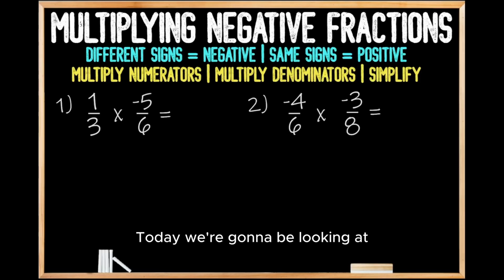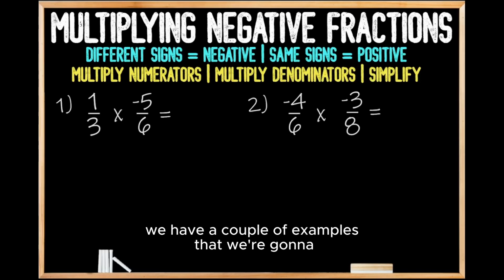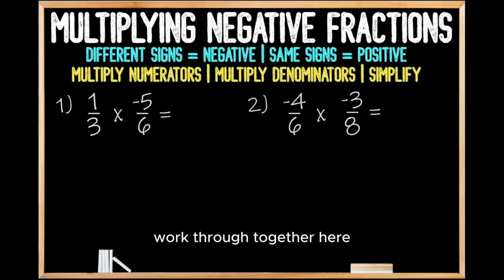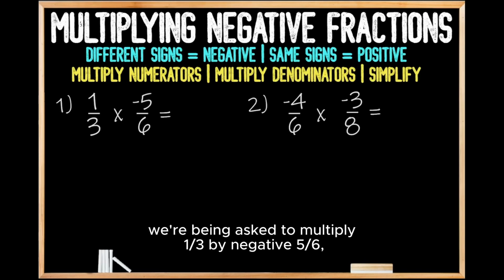Today we're going to be looking at how to multiply negative fractions. To show this, we have a couple of examples that we're going to work through together here, so let's get started. For question number 1, we're being asked to multiply 1/3 by negative 5/6.